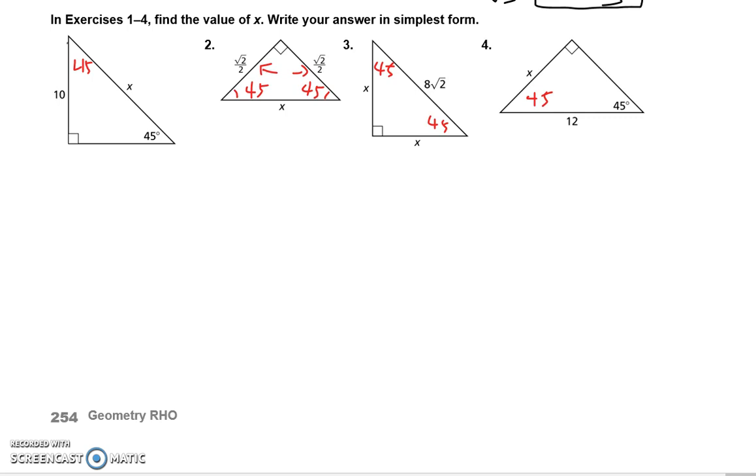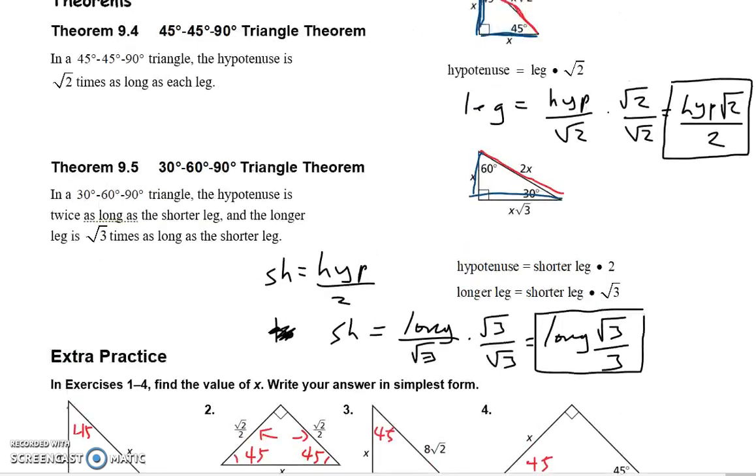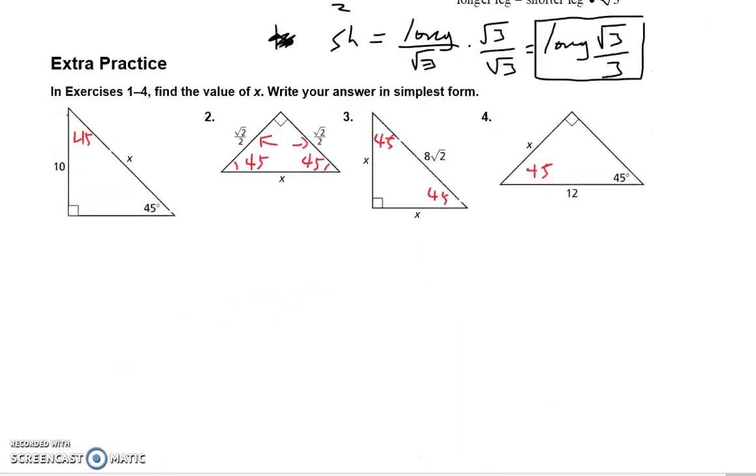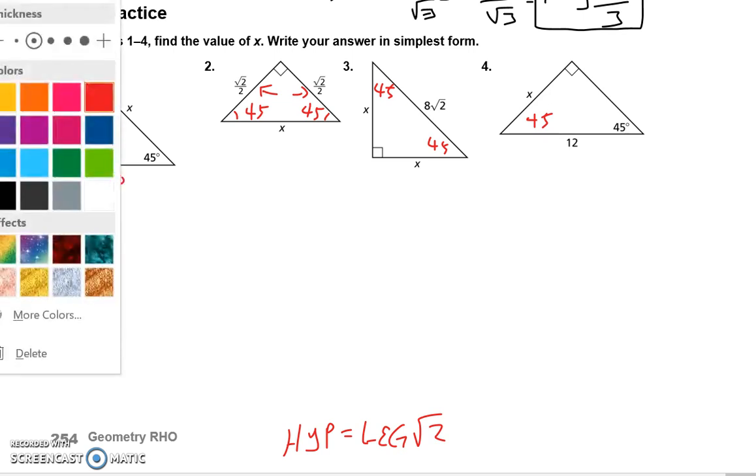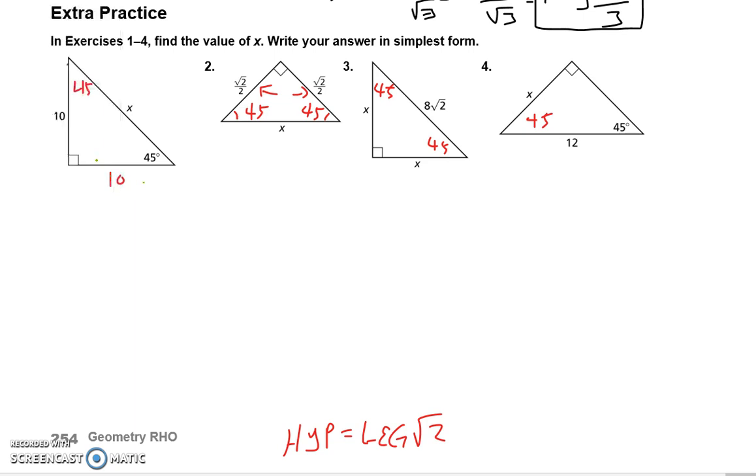So all you need is the formula. I'm going to copy that down over here. So hypotenuse equals leg times square root of 2. So magic formula, hypotenuse equals leg times square root of 2. So here the leg is 10 on number 1. This is also 10. So that's 10, that's also 10. So that means the leg is 10, so that means the hypotenuse is 10 times the square root of 2. And that's it.